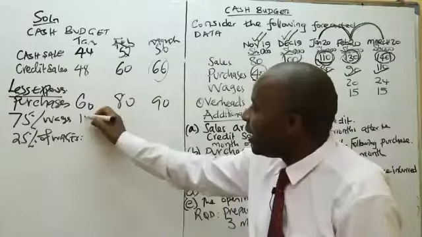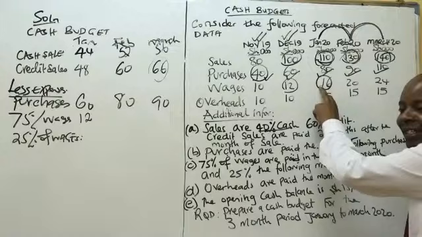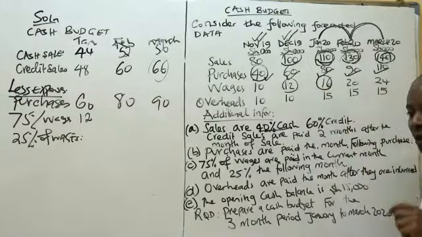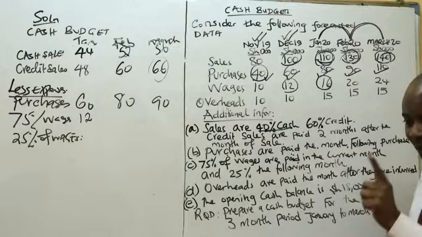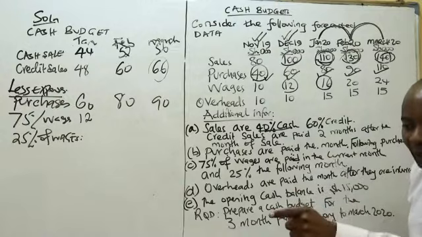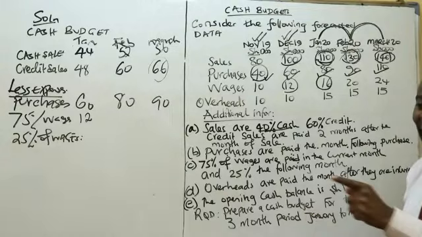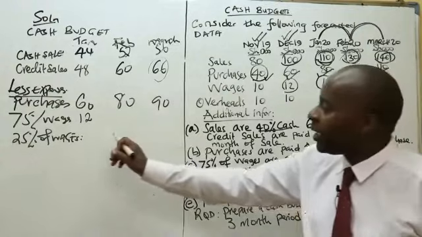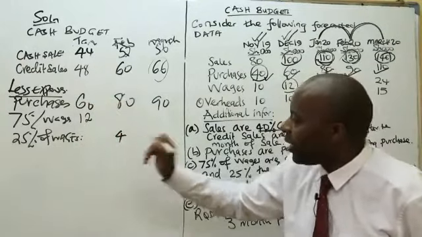75% will be paid in the month of January. And then what is 25% of 16? Somebody says 4. When are we going to pay those wages worth 4? Which month? February. So 25% of January's total will be paid in February, which is 4 like that.